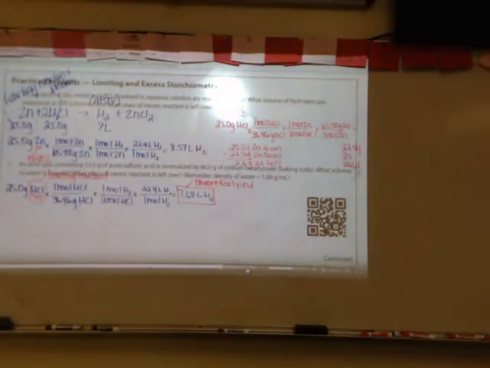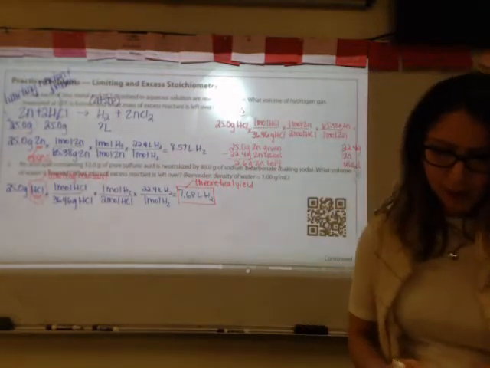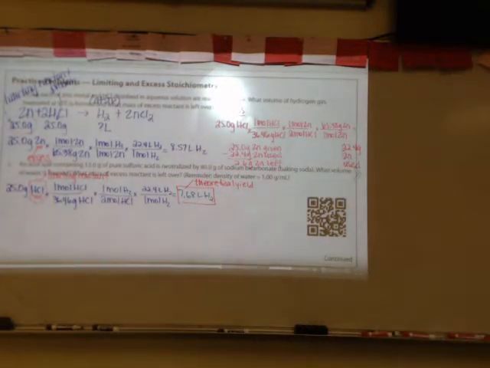Scan the QR code for number 2 with your phone and write the work down. We're going to go to practice problem number 3.